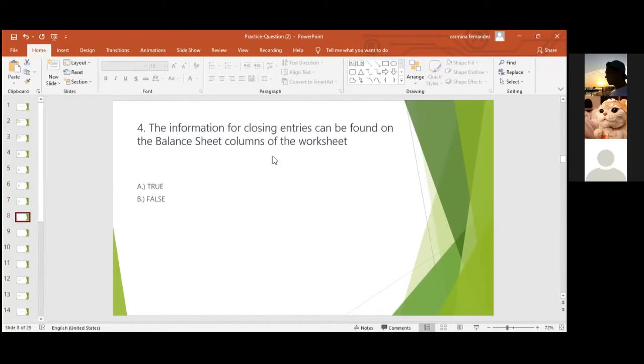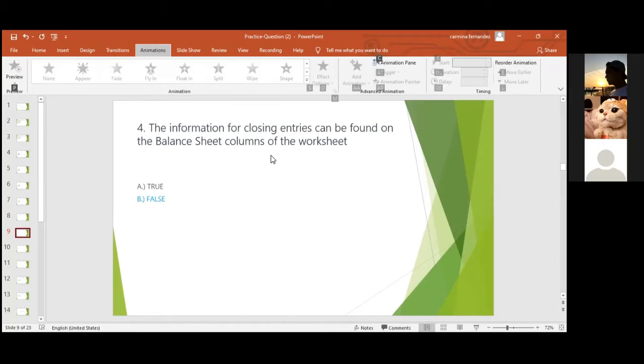So next, number 4, the information for closing entries can be found on balance sheet columns of the worksheet. True or false? So ang magiging sagot dyan is, next, ano? Ayan, false. False kasi yung mga account sa closing entry sa income statement natin makikita. Kasi ang kino-close lang naman natin na mga account is yung mga temporary, di ba? So yun, next.